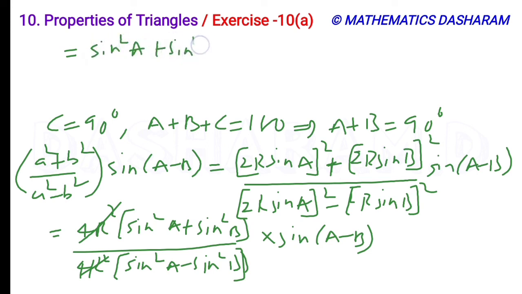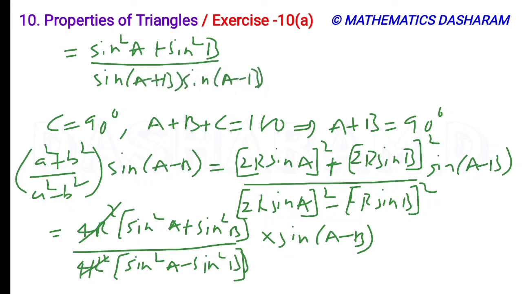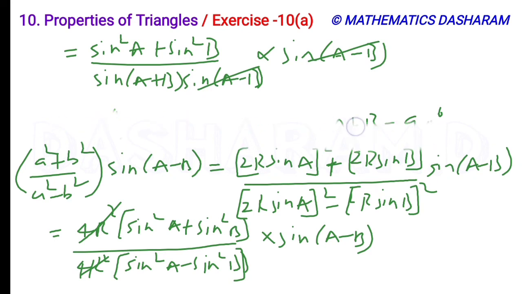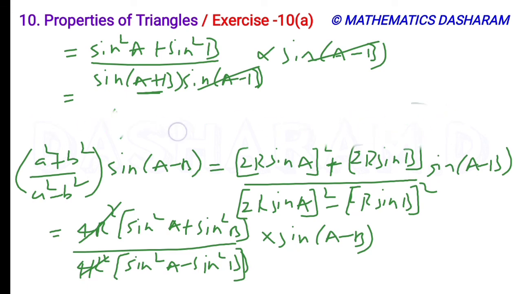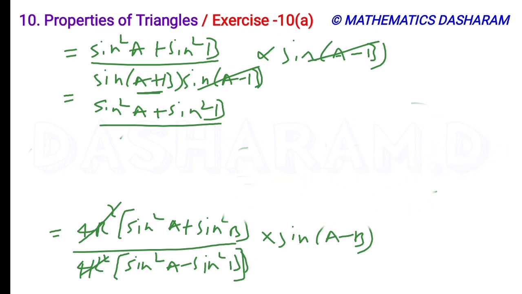Then it equals (sin²A + sin²B)/(sin²A − sin²B) × sin(A − B). The formula is sin²A − sin²B = sin(A + B) sin(A − B). So sin(A − B) cancels. Once again here A + B can be substituted as 90 degrees. So sin²A + sin²B divided by sin(A + B), and sin(A + B) is sin 90 degrees.